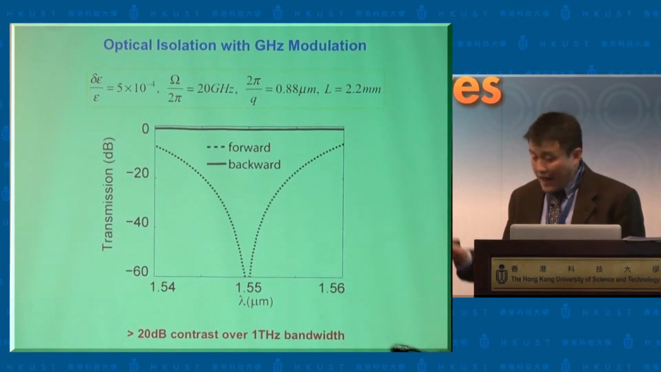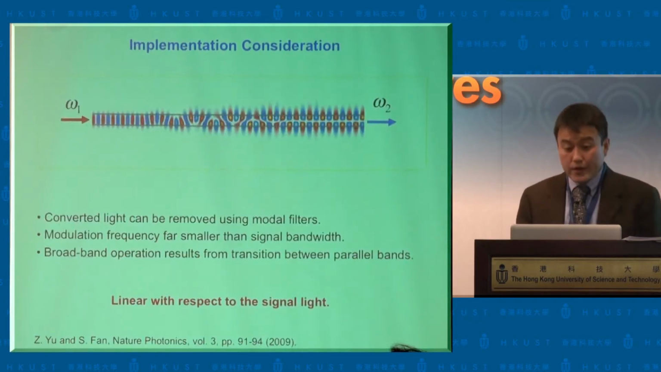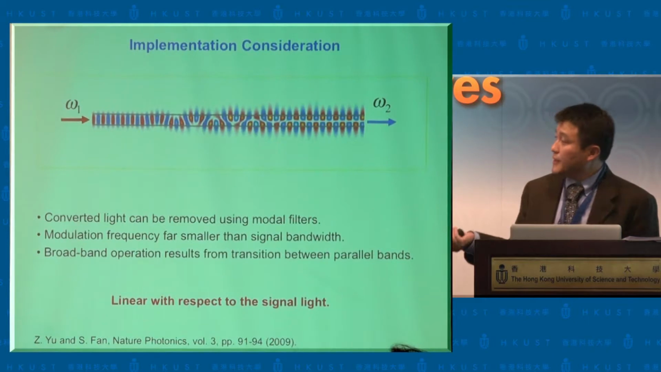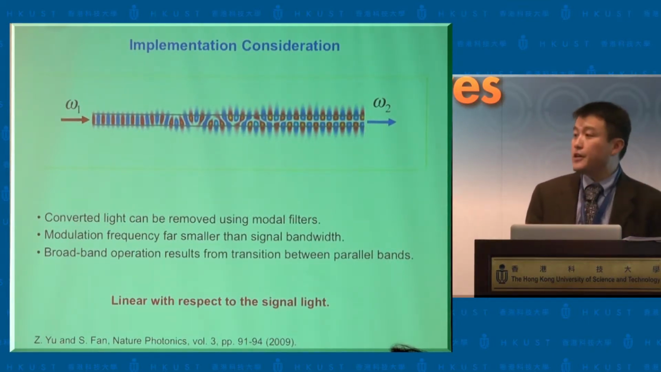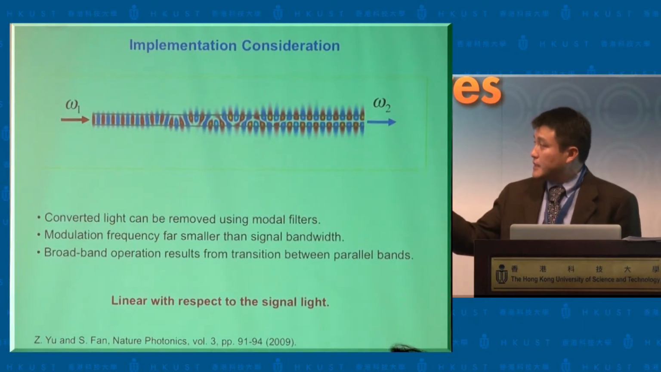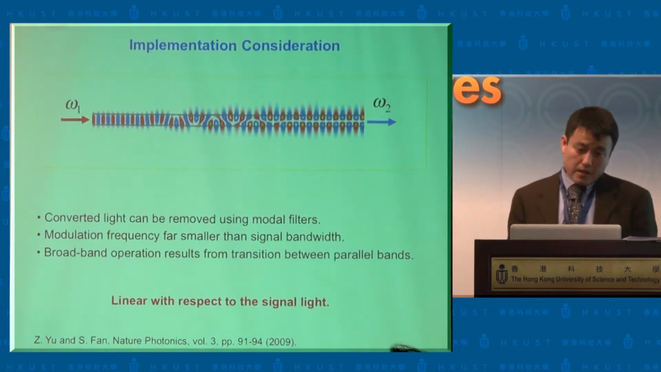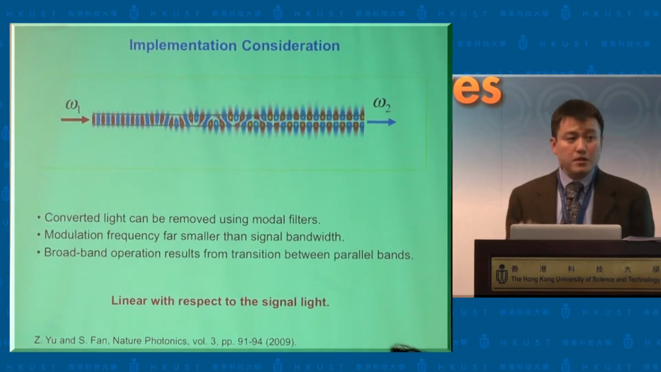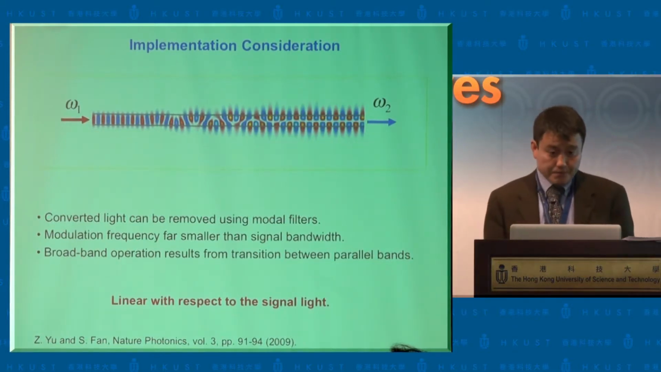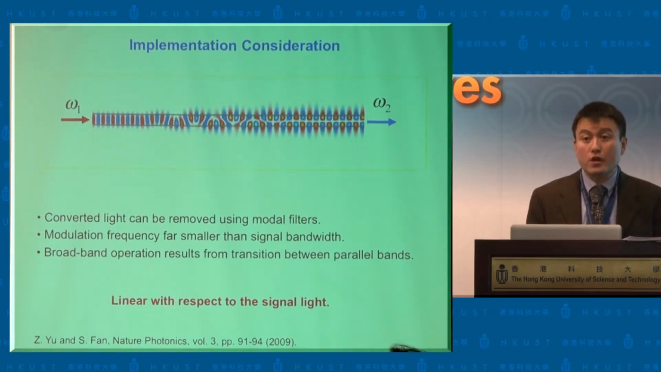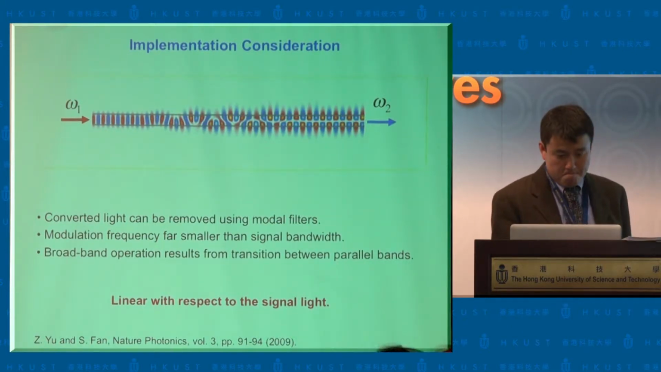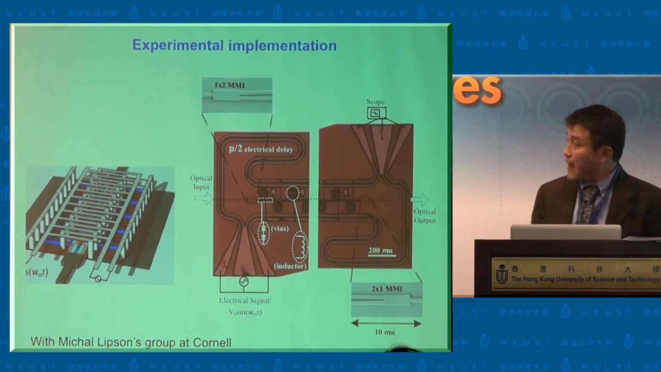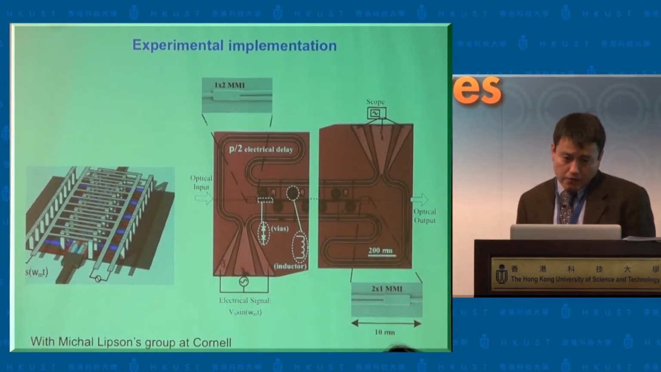So that's the theory that we've done. Now, the other important point that I would also like to emphasize is that it's a linear device. It's a device that's independent of the data format, the amplitude, and the phase of the incident light. And that's, of course, crucial if you ever need to actually use an isolator inside a system. So that was the theory that we did 4 years ago.